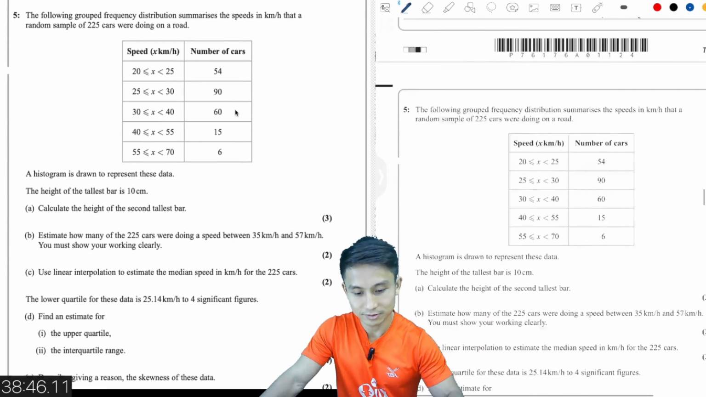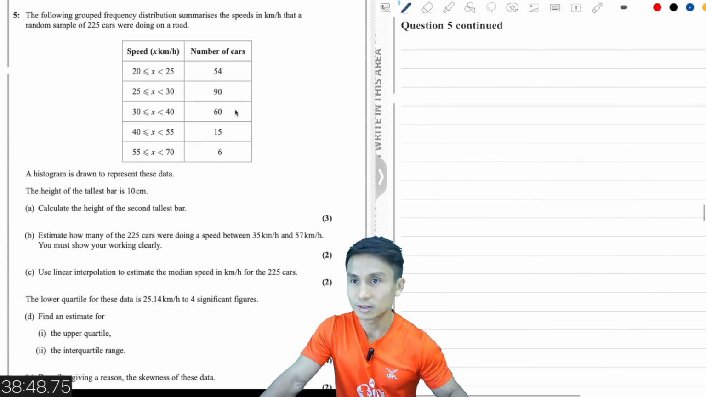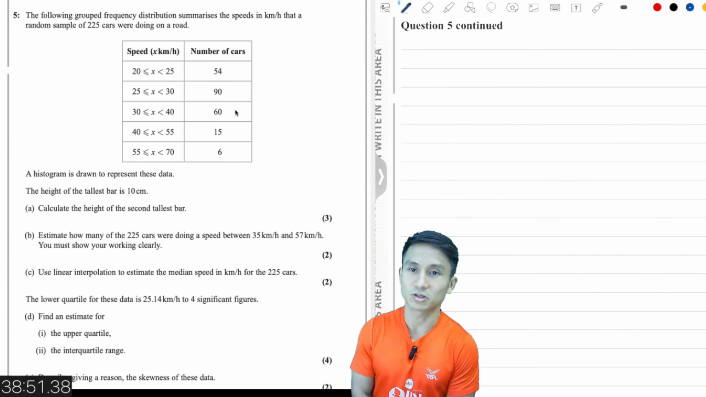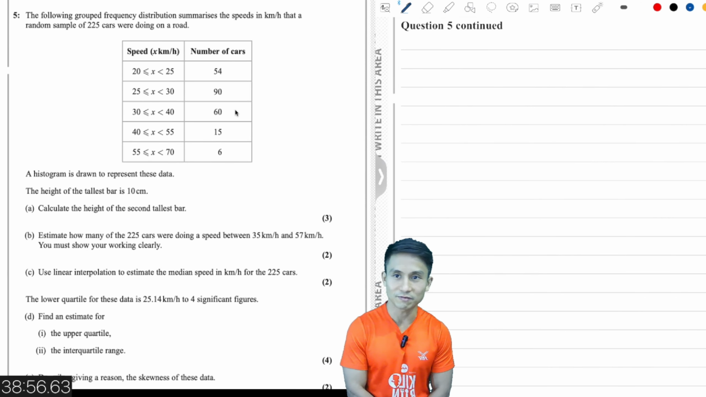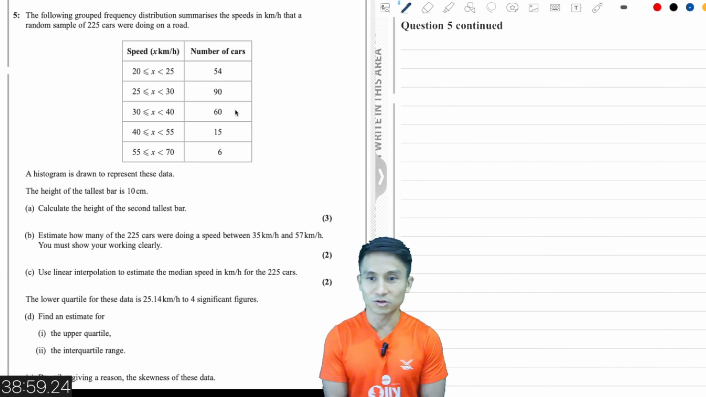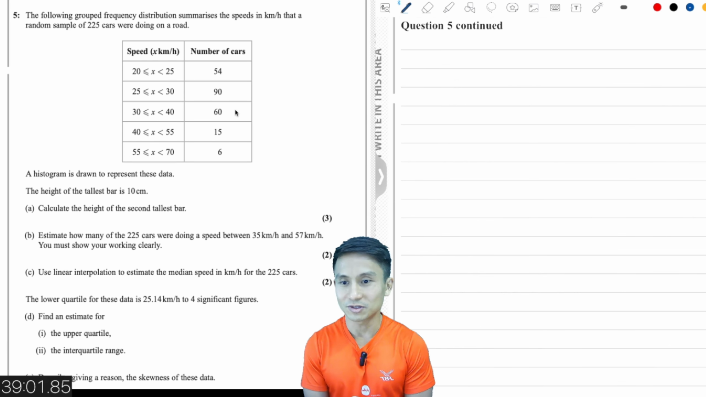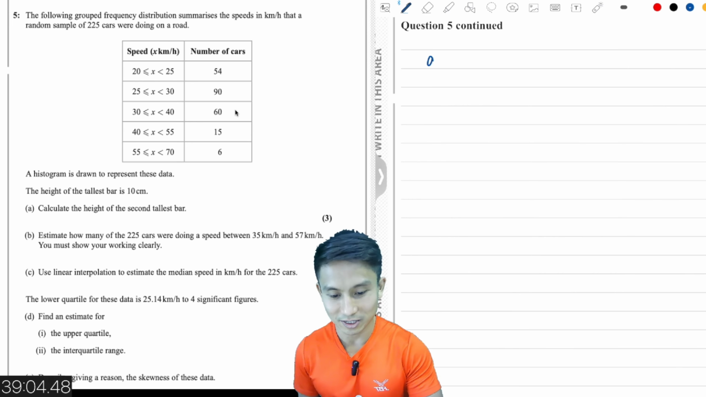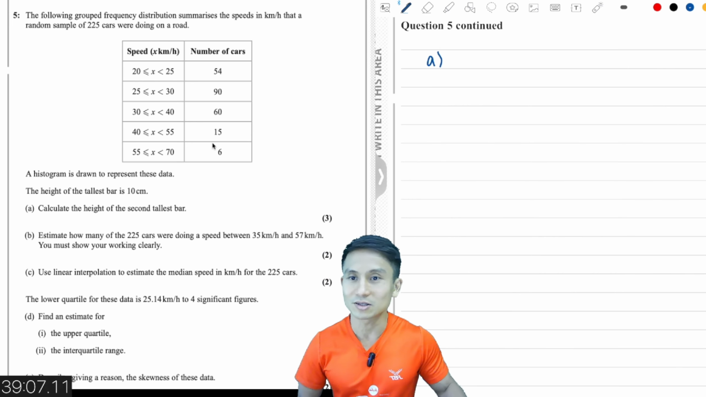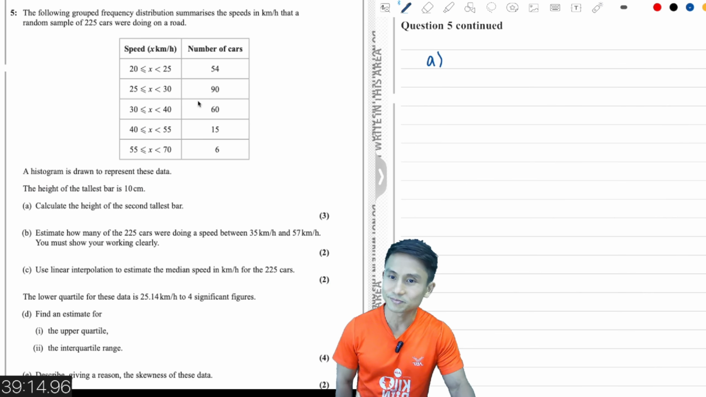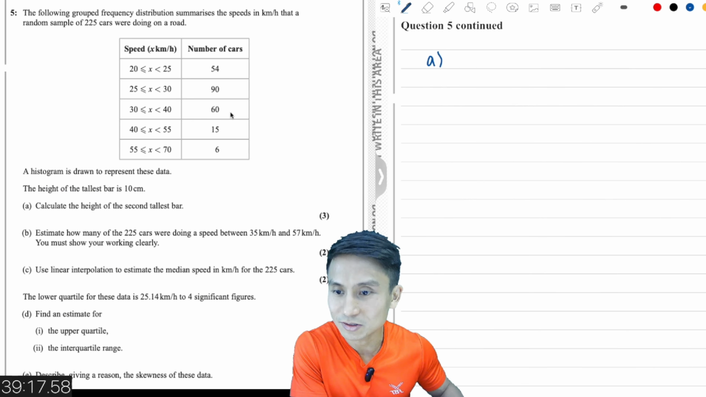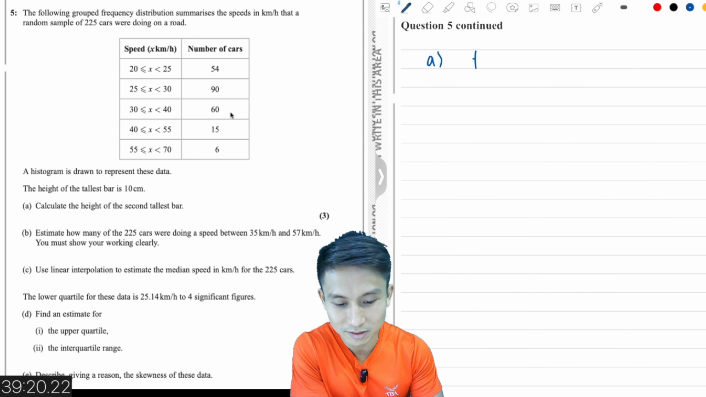Number 5. Let's do number 5, yeah. The following grouped frequency distribution summarizes the speeds in kilometers per hour that a random sample of 25 cars were doing on a road. A histogram is drawn to represent these data. The height of the tallest bar is 10 centimeters. Okay, here we go. Calculate the height of the second tallest bar. All right. The tallest bar is 10 centimeters. Okay, so I think we need to find the tallest bar, the frequency density. Yeah, we find the frequency density first.